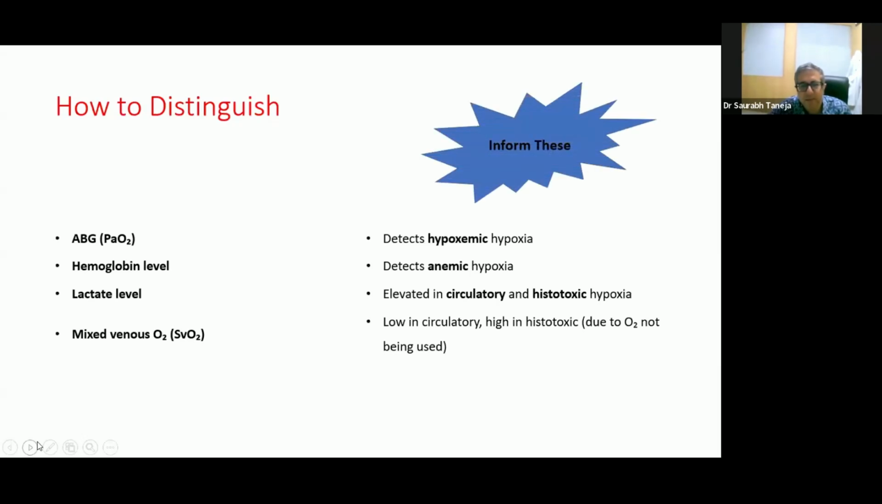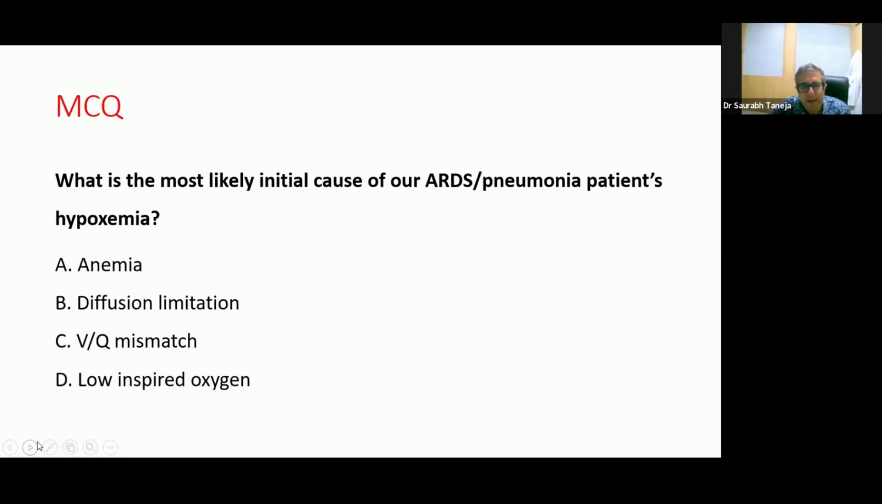So when we take a blood gas analysis, when we send samples, when we deal with a patient of hypoxia, we know what the types of hypoxia are. So we try and raise the alarm if the hemoglobin is low, if the PaO2 is low, if the lactate levels are high, or if the mixed venous saturation, if we measure it, is high or very low. These are all the things we should think about. We should raise the alarm so that we are able to distinguish which type of hypoxia our patient is suffering from.